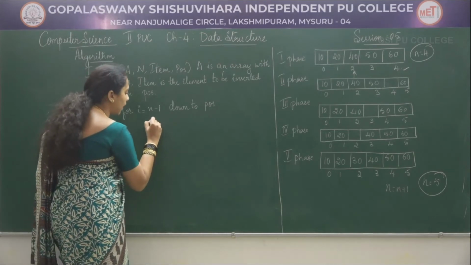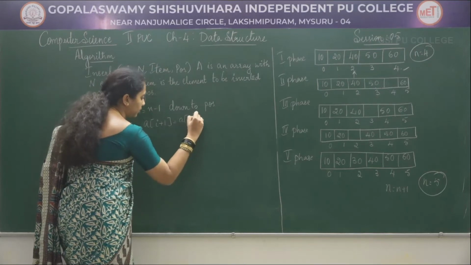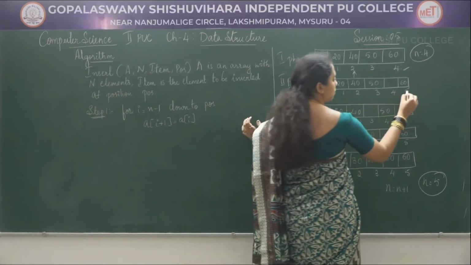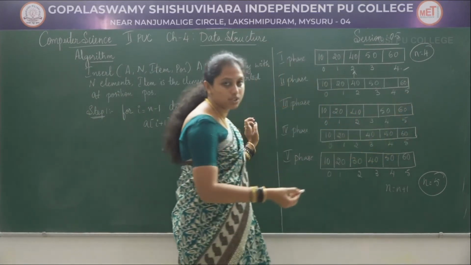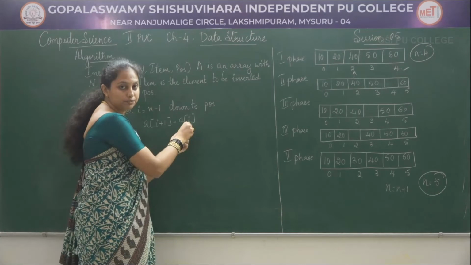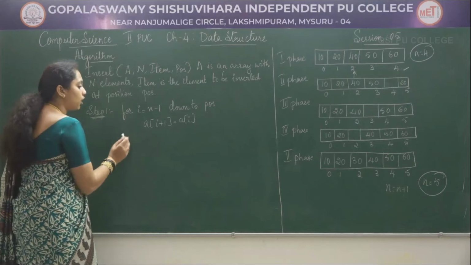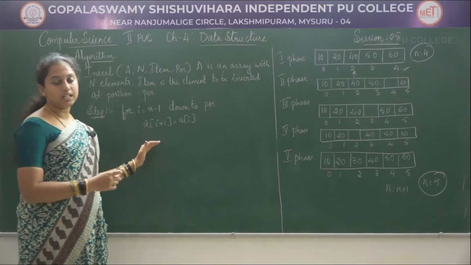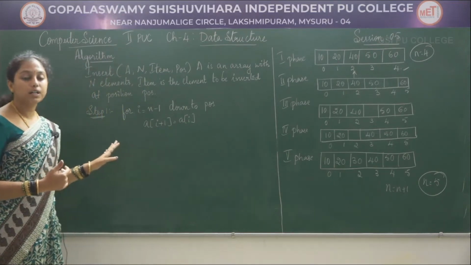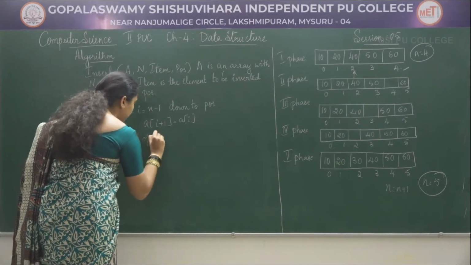So A of I plus 1 becomes A of I. So what is this A of I plus 1? A of I plus 1 is nothing but the next higher position. So for the next higher position, we are shifting the elements of A of the ith position. This for loop has to get repeated until we shift all the elements from the last position till the required position. End of for loop.